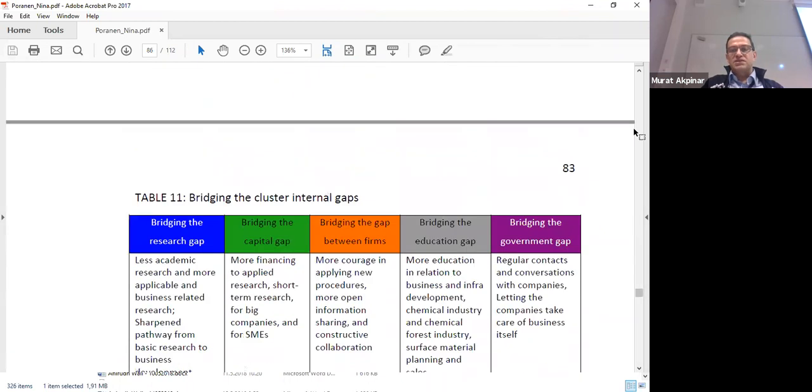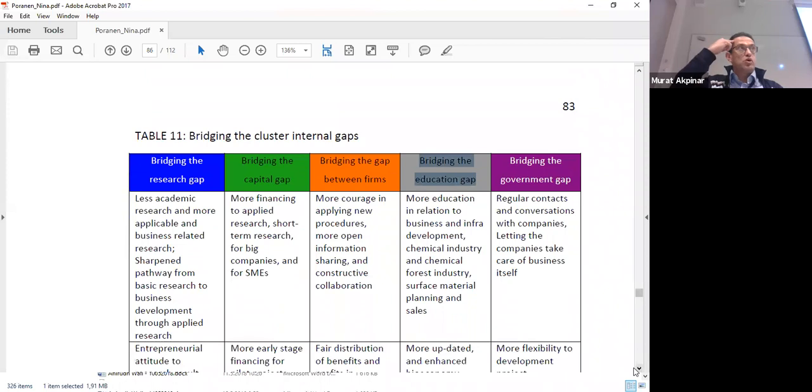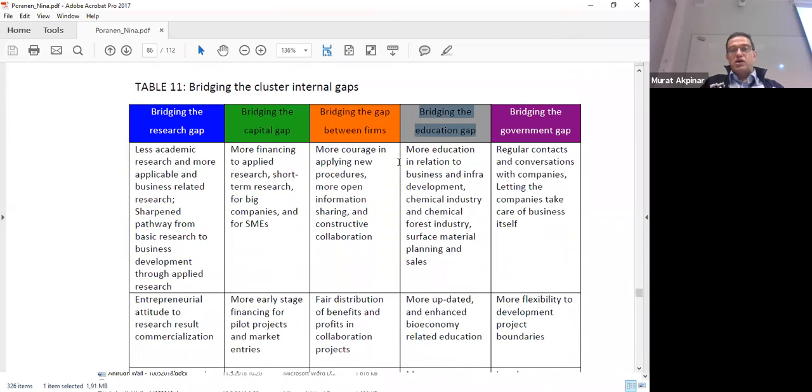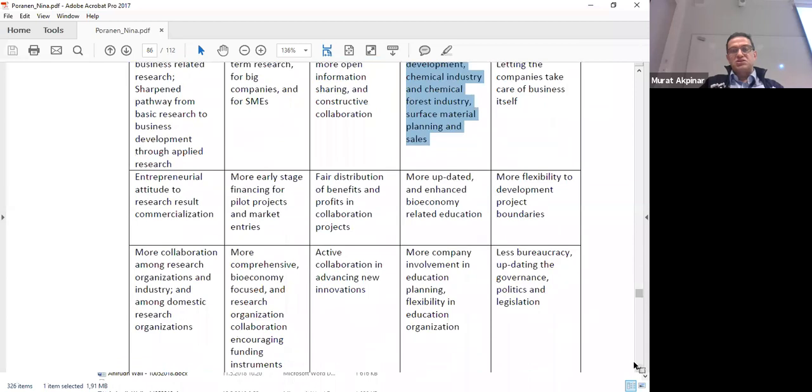So how do we, let's say, bridge the education gap? Coming not from your mind, but from the interviews, from the data collected, they have said more education in relation to business and infrastructure development, chemical industry, chemical forest industry, etc. So to bridge the education gap, the education institutes should offer more education in these areas. A second suggestion, more updated and enhanced bioeconomy related education. So the education institutes in central Finland should offer more updated bioeconomy related education.